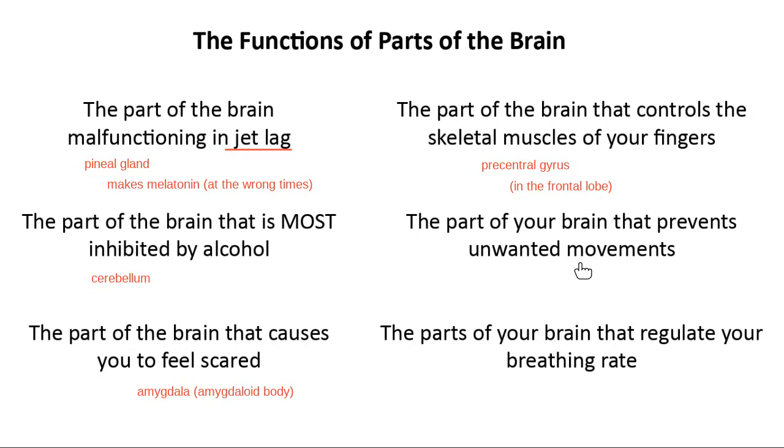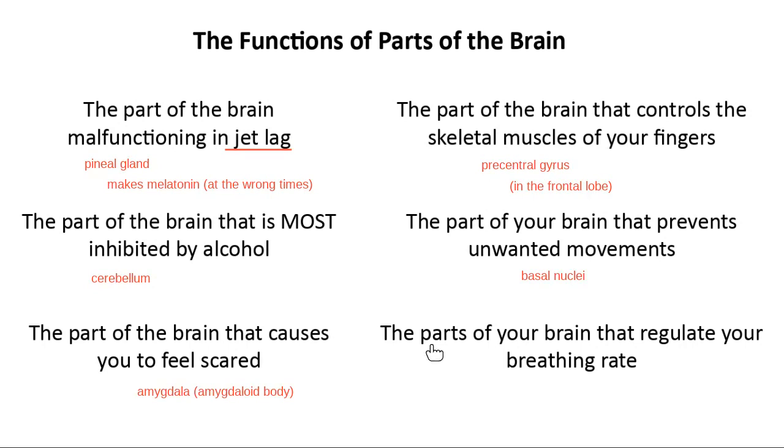When we talk about blocking unwanted movements, so blocking things like tremors or tics, what part of our brain helps us to block those unwanted movements? Who keeps those things at bay? Yeah, exactly. The basal nuclei. Remember, this is the part of the brain when someone has Parkinson's or when someone has Tourette's. This is the part of the brain that is not functioning, leading to those tremors or leading to those tics.